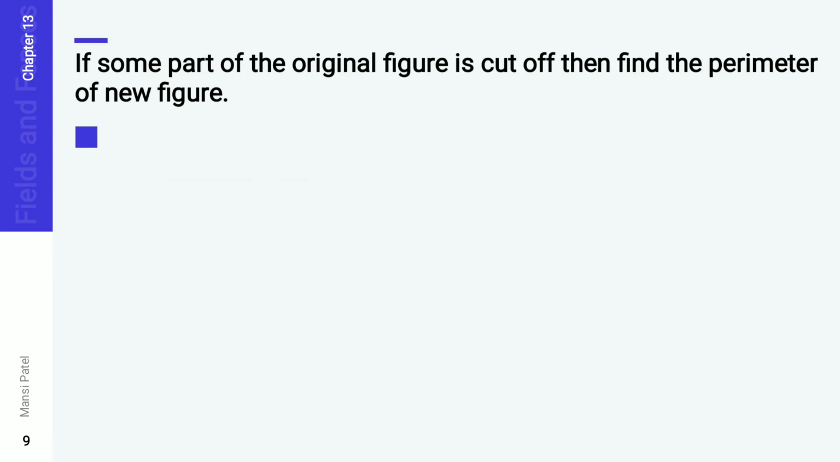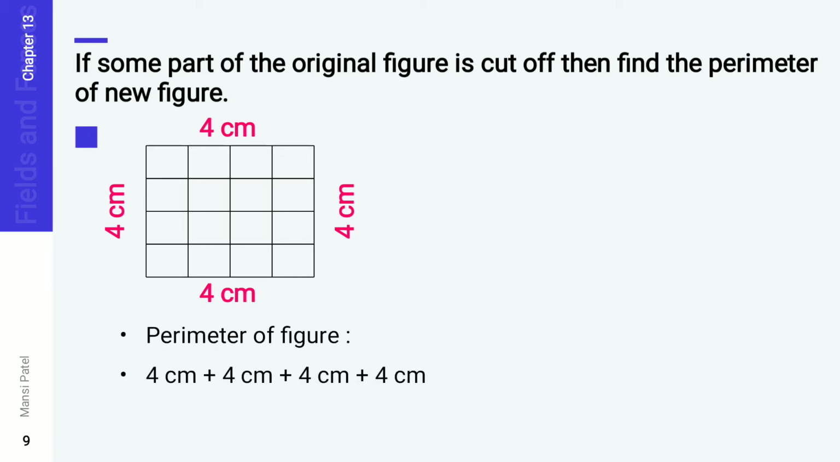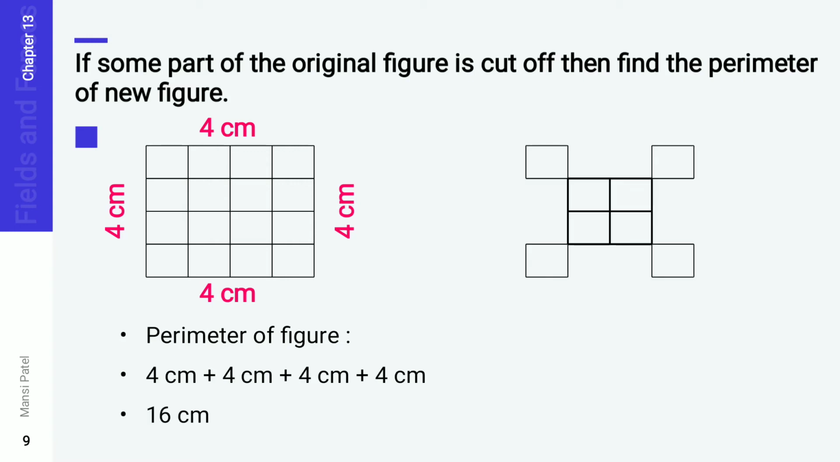Now let us see another example. Here again the perimeter of this whole shape is the addition of these 4 sides, that is 16 centimeter. Now some part I just cut from it. So first of all you have to find out the perimeter of this whole shape.